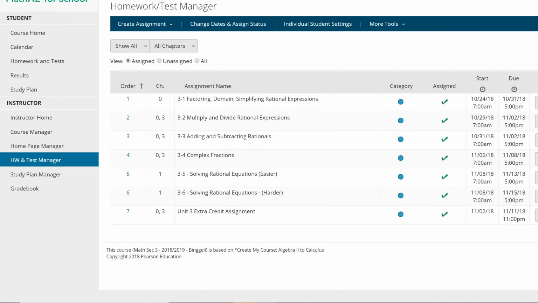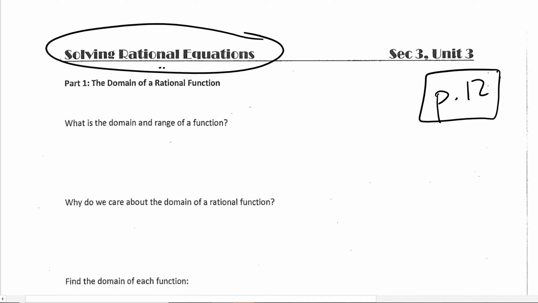You'll notice that you also have 2 Math Excel assignments today. You've got 3-5 solving rational equations, the easier ones, and 3-6 solving rational equations, the harder one. We'll talk about more of the harder ones in class on Tuesday. This one's not due until the 15th, but I did assign both of them today so you can start working on them if you want to. There's also an extra credit assignment on Math Excel you can start working on if you want to. So, notes, page 12. Everybody get that out and get ready.